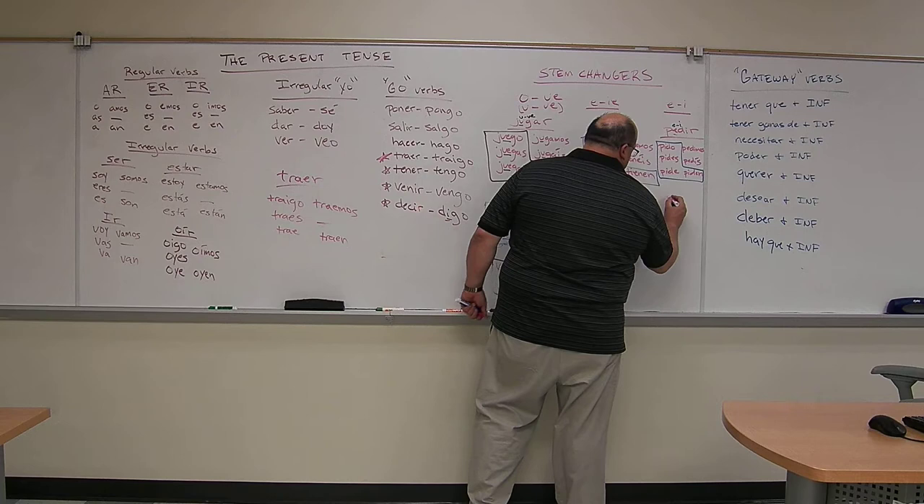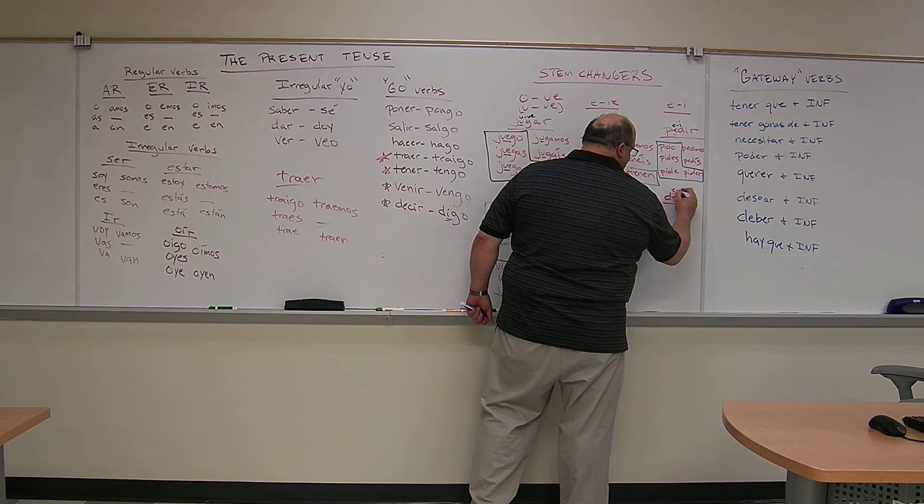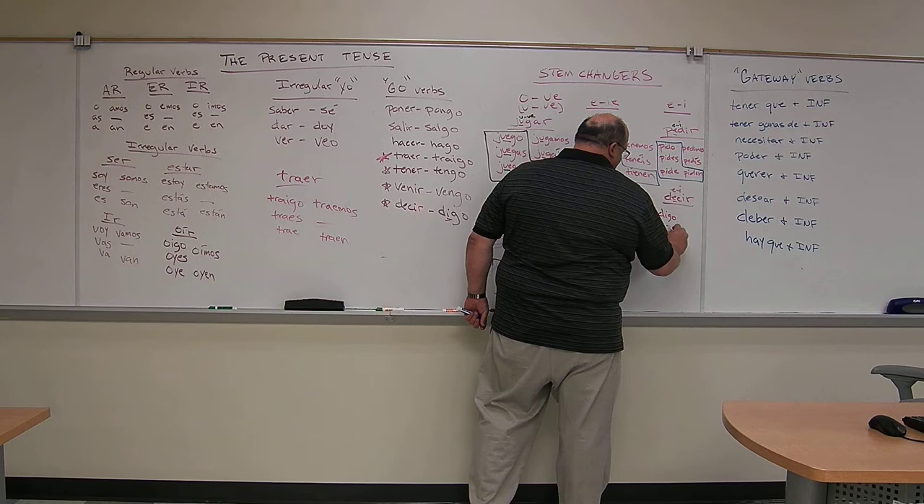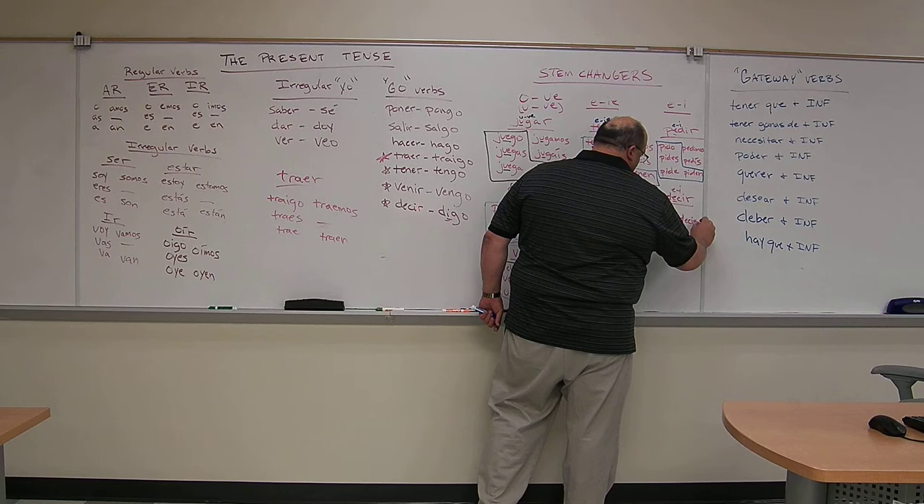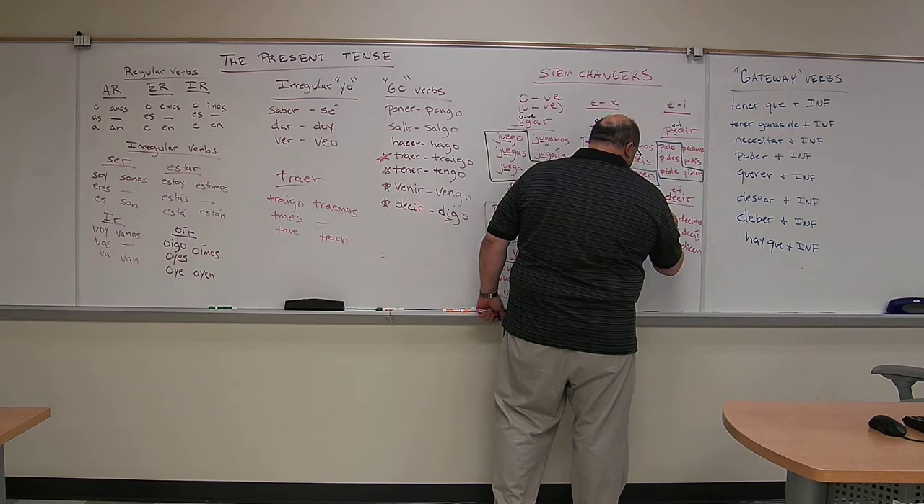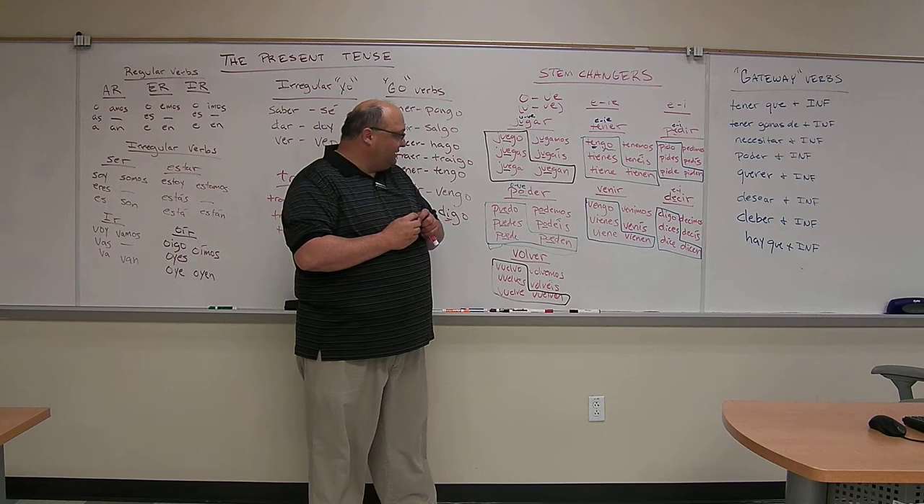Find the pink. Decir. This E does change to an I. It doesn't happen with tener and venir, but it does with decir. And then it has the go form. So, digo, dices, dice, decimos, decís, dicen. And then we draw our pretty little line, and we have our boot again. So, digo, dices, dice, decimos, decís, dicen.